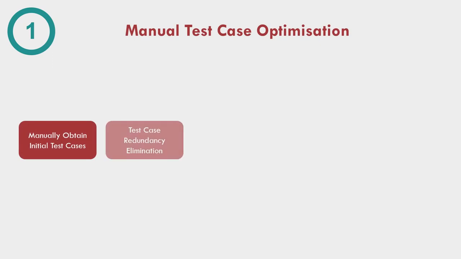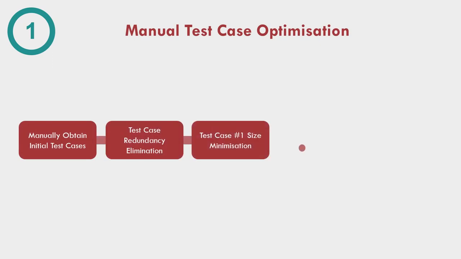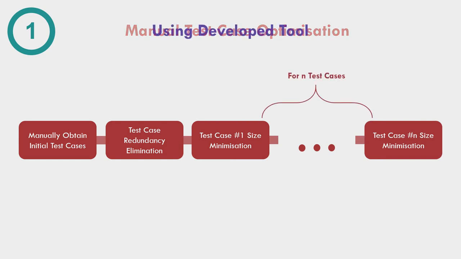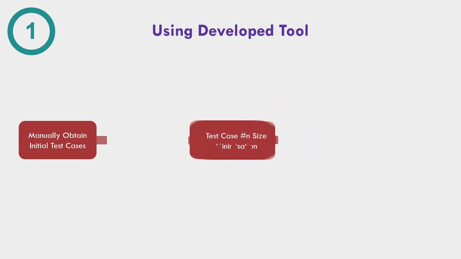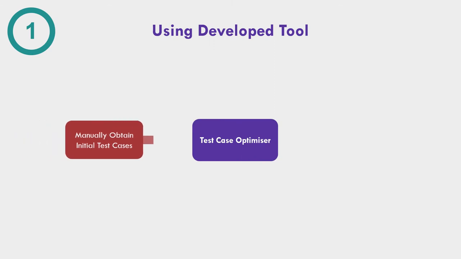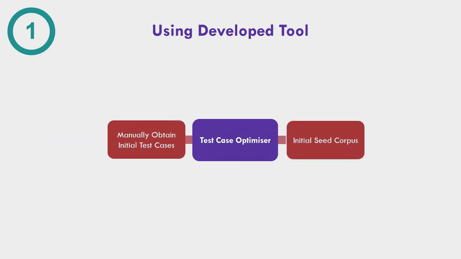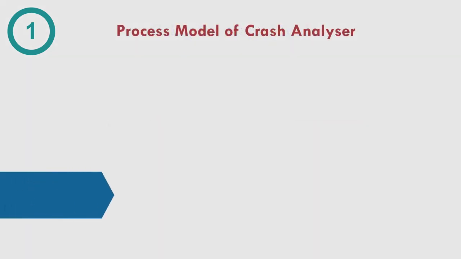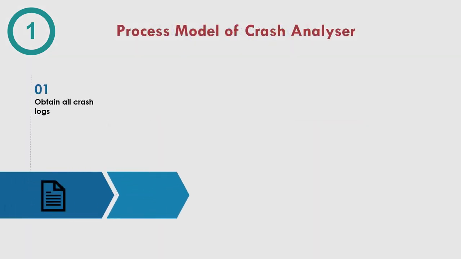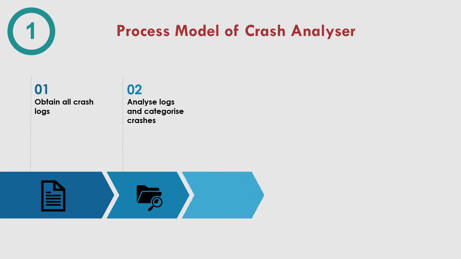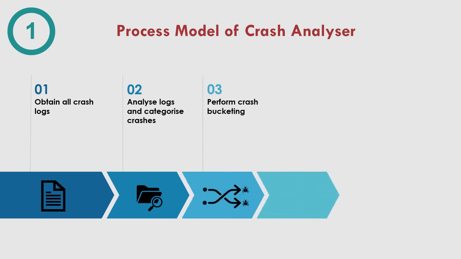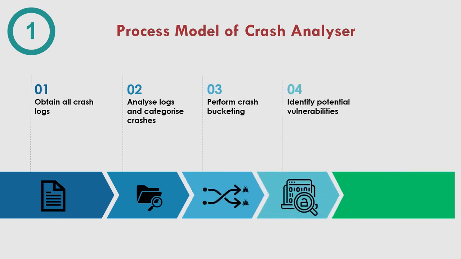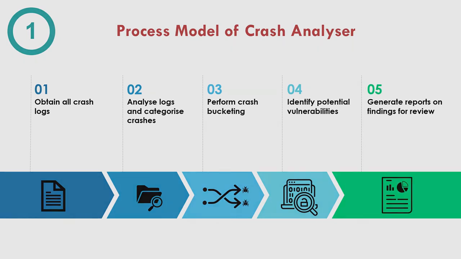For the test case optimizer, it merges test case redundancy elimination and test case size minimization into a single process while utilizing parallelization to improve optimization performance. This reduces the amount of work, especially when dealing with many test cases. Next, the automated crash analyzer was developed to accurately classify crashes and map them to unique bugs. This can help automate a significant part of the crash triaging process.